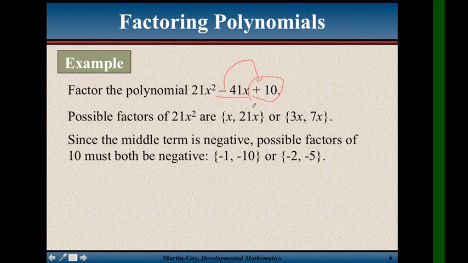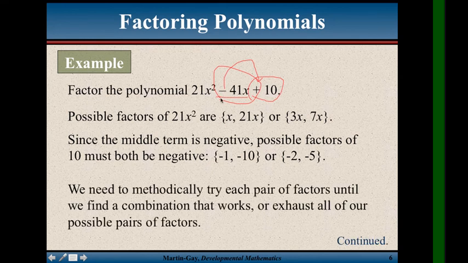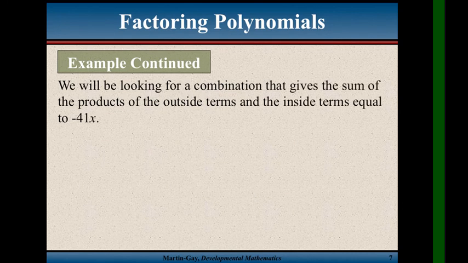So we need to try all of these to satisfy that our answer should be negative 41x. Now we need to methodically try each pair of factors until we find the combination that works or exhaust all of our possible pairs of factors. We will be looking for a combination that gives the sum of the product of the outside terms and inside terms equal to negative 41x.